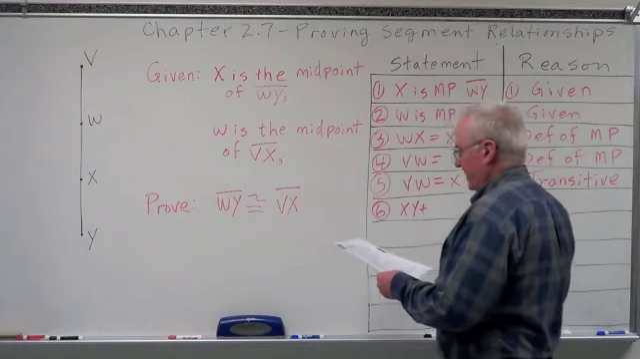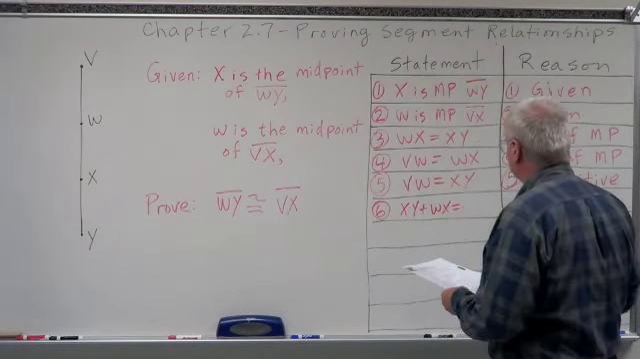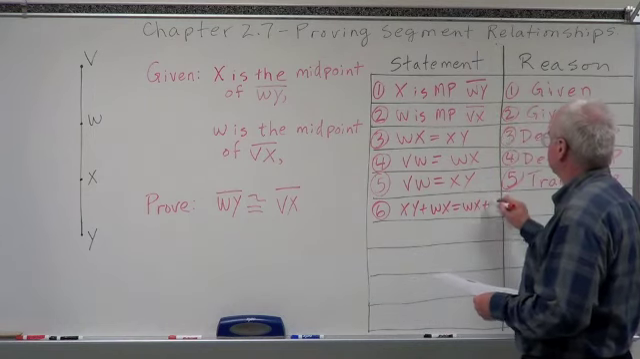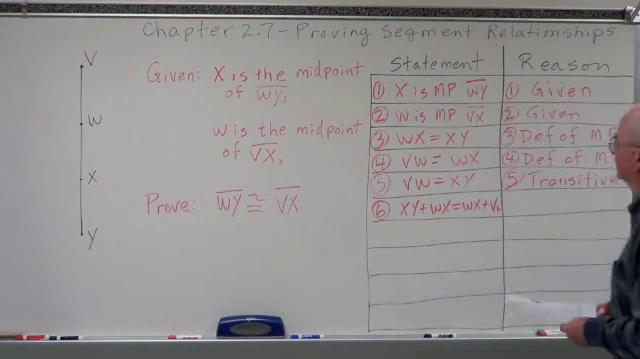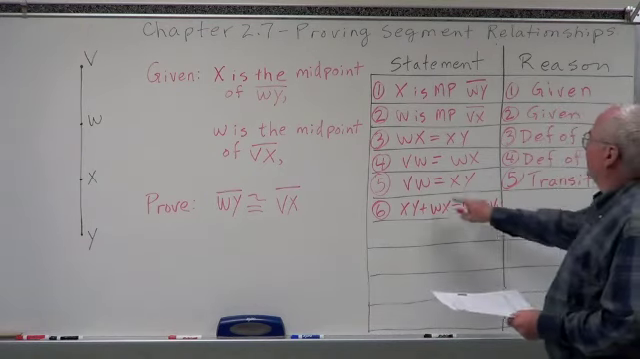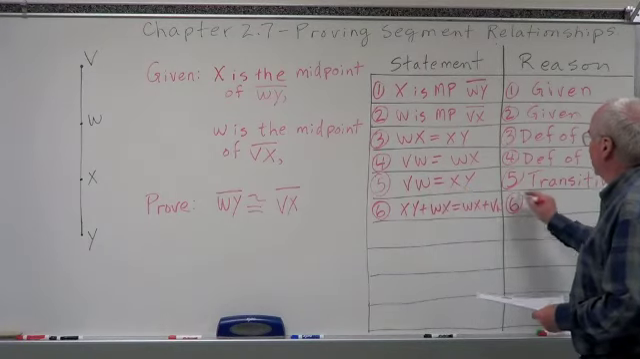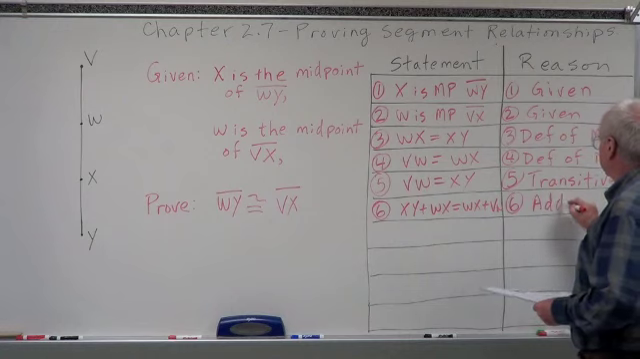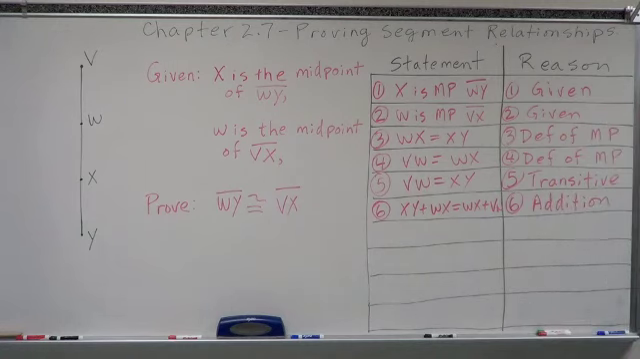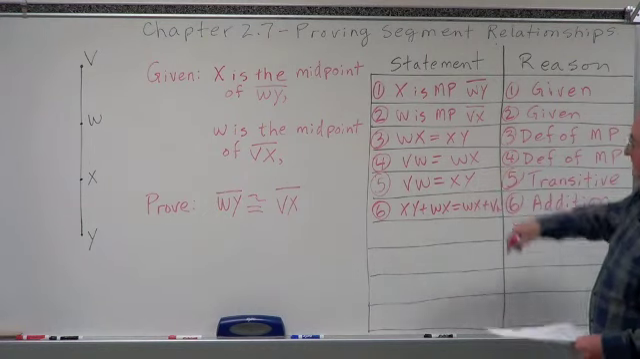Number 6. We can come in here and we can say that XY plus WX equals WX plus VW. And all we've done here is simply used the addition property on this right here. That's all we've done.